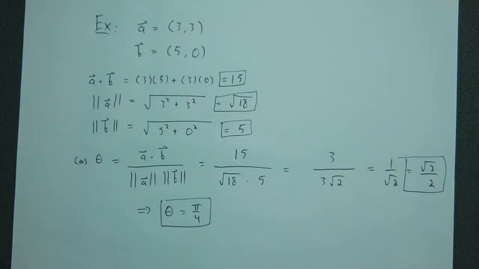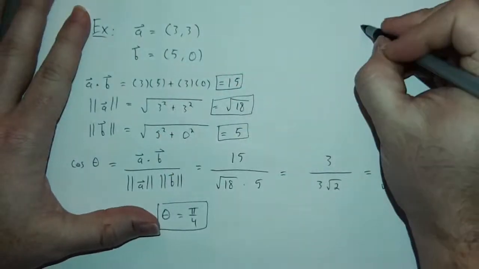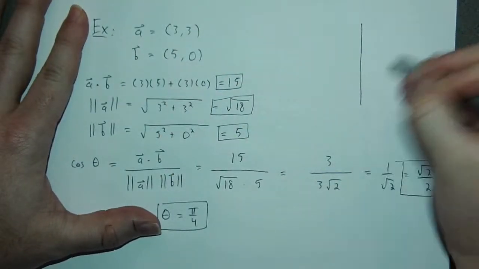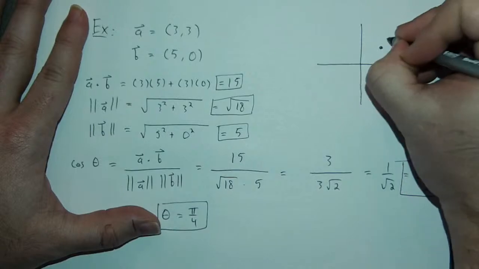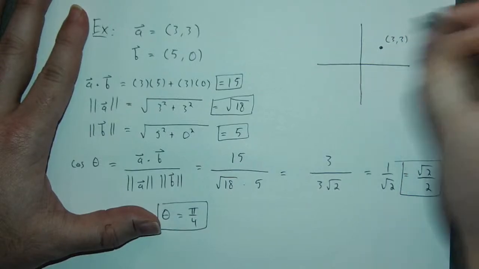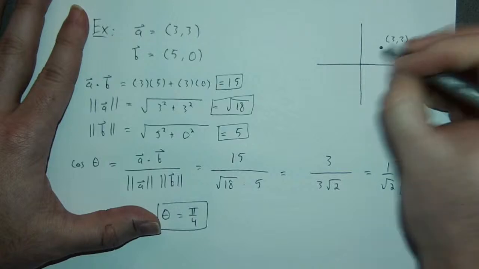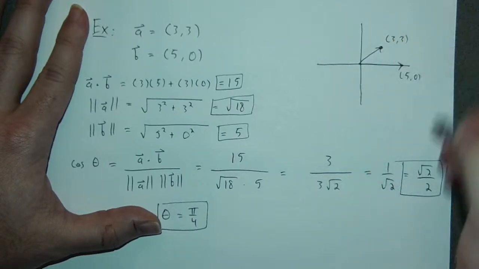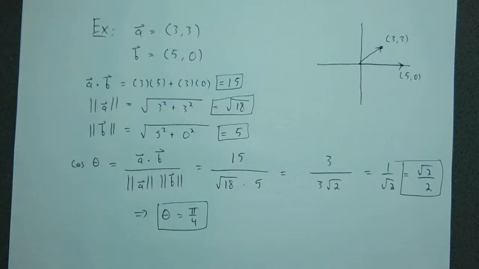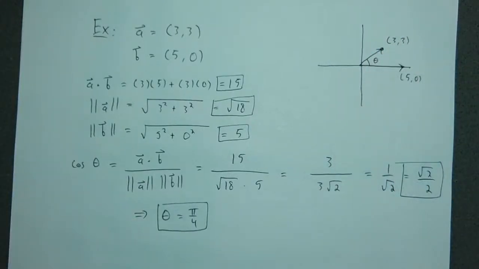Anyway, so pi over 4. And of course, if you drew this, you would automatically know what is going on here. So (3, 3) is here, and of course (5, 0) is here. If you drew this picture, you would see automatically that this angle theta is pi over 4. So that's nice.